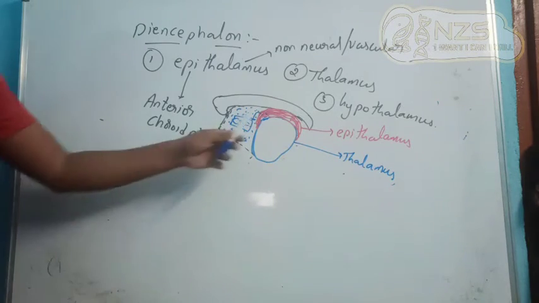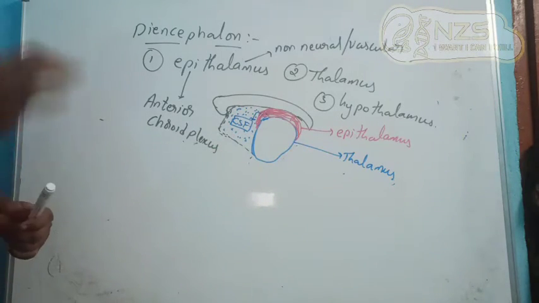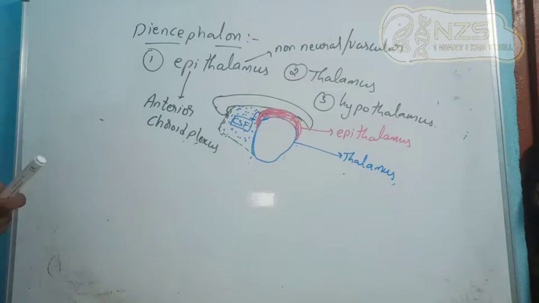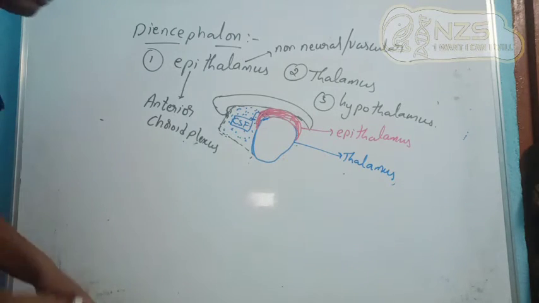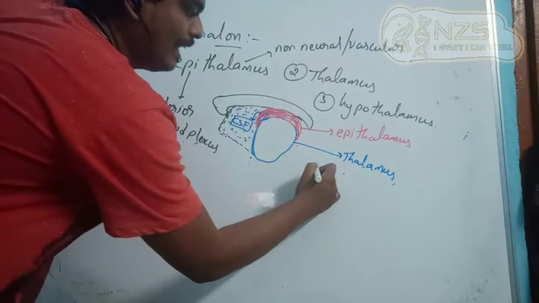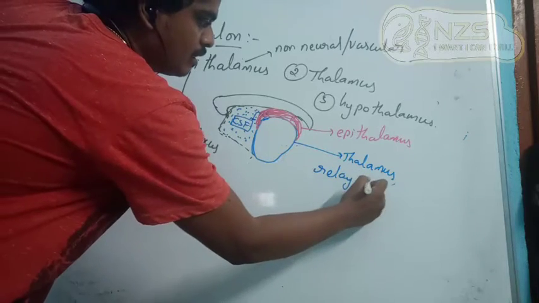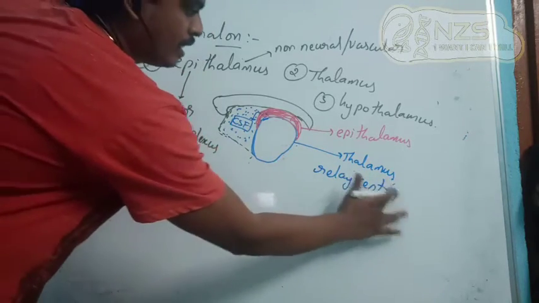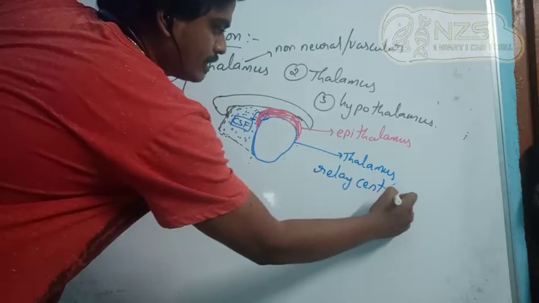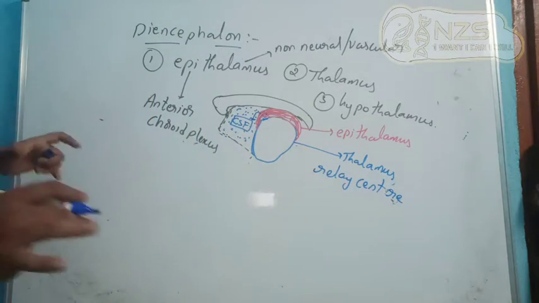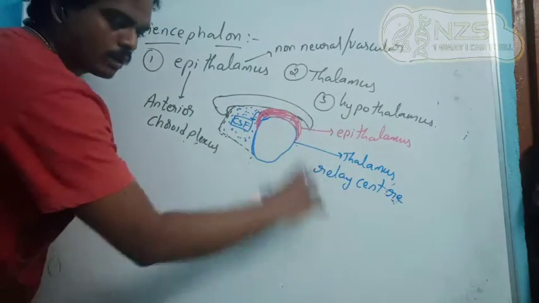Now, what is the use of this thalamus? This thalamus is the main relay center. Very important point. Thalamus is the main relay center, I should say relay. So it is the main relay center of all the signals from the lower parts of the brain.